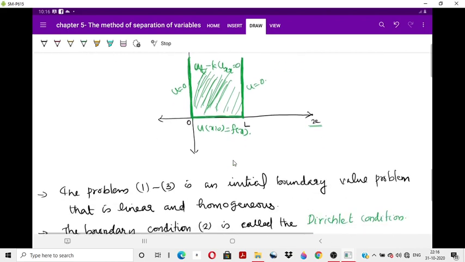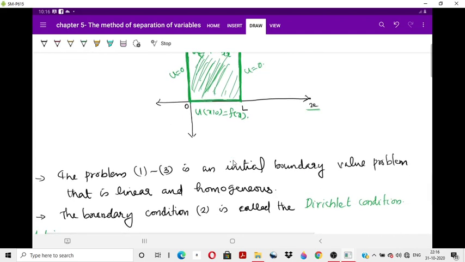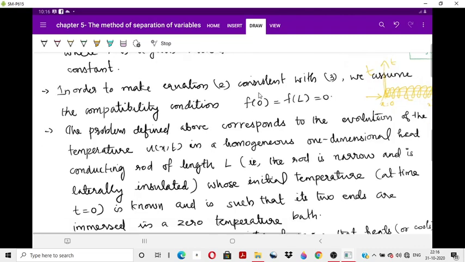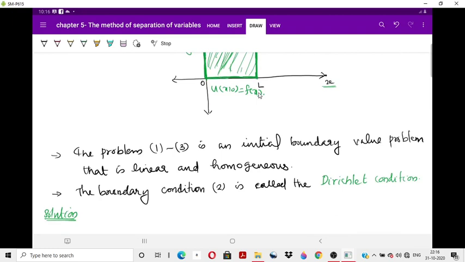Now, the problem 1 to 3 is the initial and boundary value problem, which is linear and also homogeneous. The boundary condition 2, that is u(0,t) equal to u(L,t) equal to 0, says the temperature at the endpoints x equal to 0 and x equal to L is equal to 0, and this is known as the Dirichlet condition. So this is about the problem.